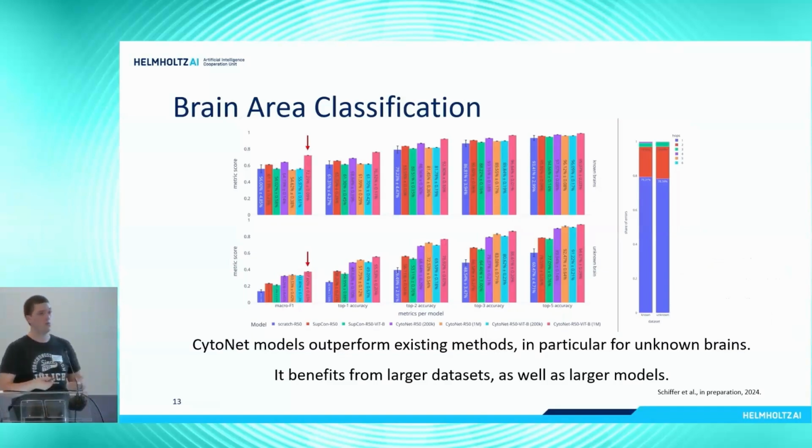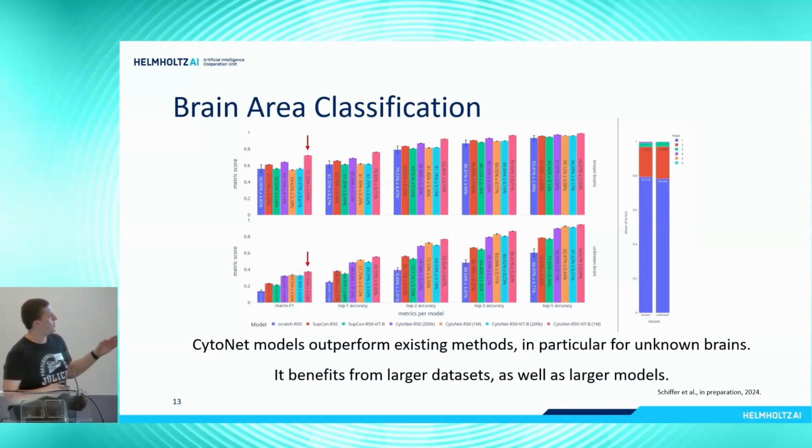So the first thing that we did is we evaluated the learned features on the task of cytoarchitecture classification. We had a data set of annotated patches from the Jülich brain project, and we trained a linear classifier on our learned features to distinguish between 113 different brain areas. And what we can see here, the little arrow points to the most powerful of the CytoNet models that we trained, is that the models significantly outperform existing automatic approaches.